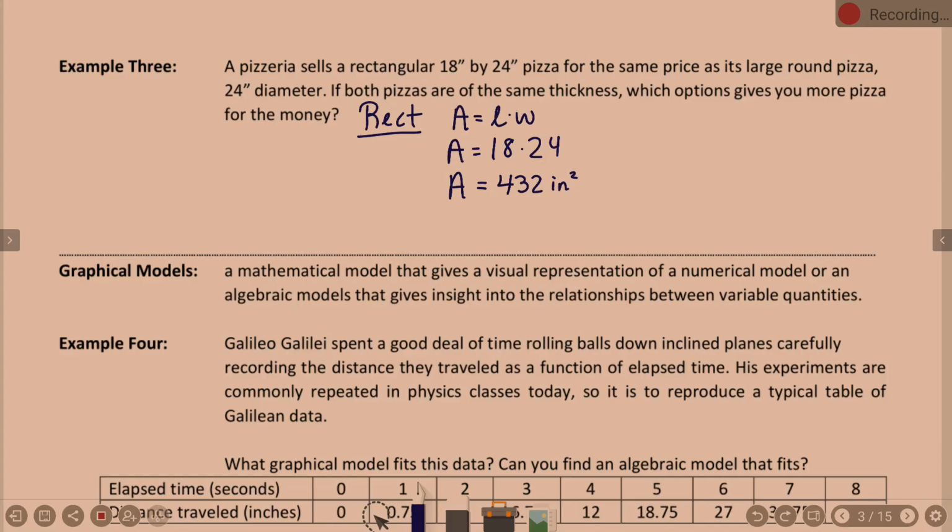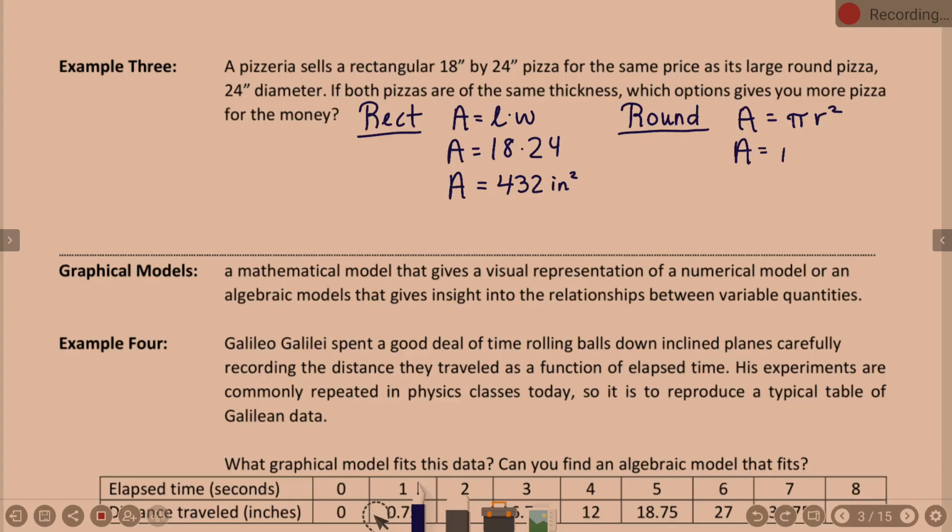Okay, what else do we have? 24 diameter. So we have the round pizza. How do we do the area of our round pizza? Pi r squared. Area of a circle is pi r squared. 2 pi r is circumference, which would be like the perimeter of a circle.